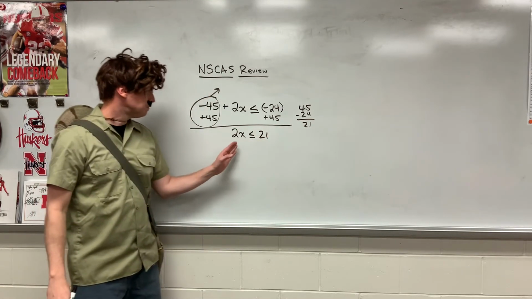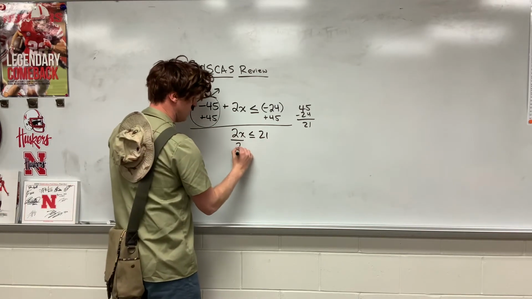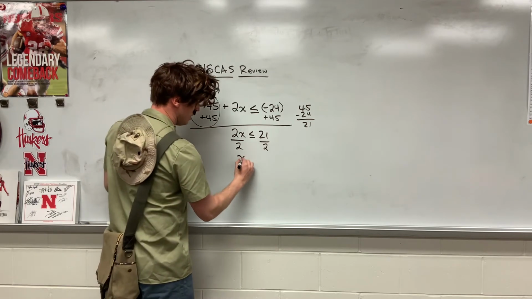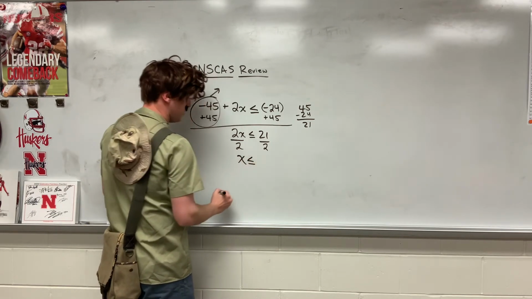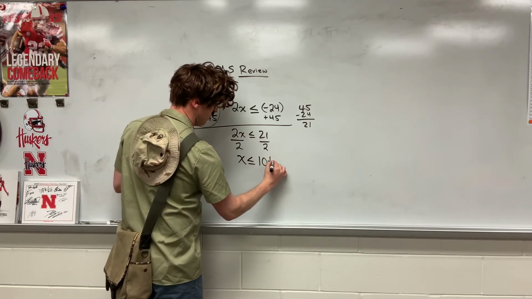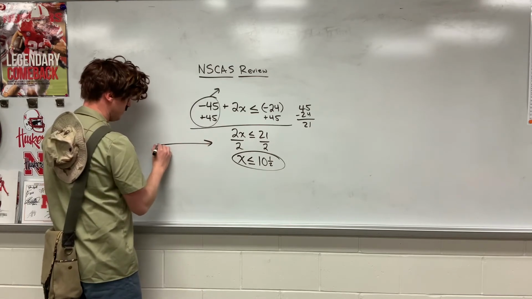So, now we're going to divide both sides by 2. Divide by 2, divide by 2. This is 1x, so I have x is less than or equal to 21 divided by 2, which is 10 and a half. Okay, that's our answer. Now let's real quick graph it.